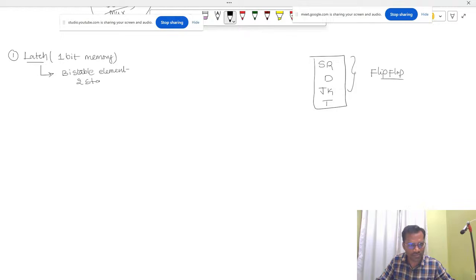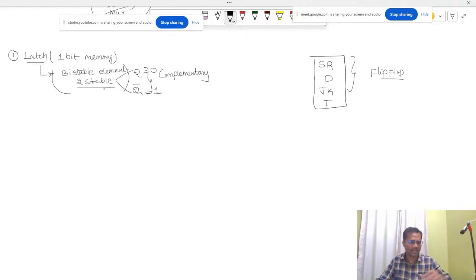What are those two stable states? One is Q and the other one is Q bar. These two outputs are complementary in nature. What is meant by complementary? If Q is 0, then Q bar will be 1. So how many states are you going to have? Two stable states in a latch. And this latch will generally store either 1 or 0. That is the meaning of a latch.